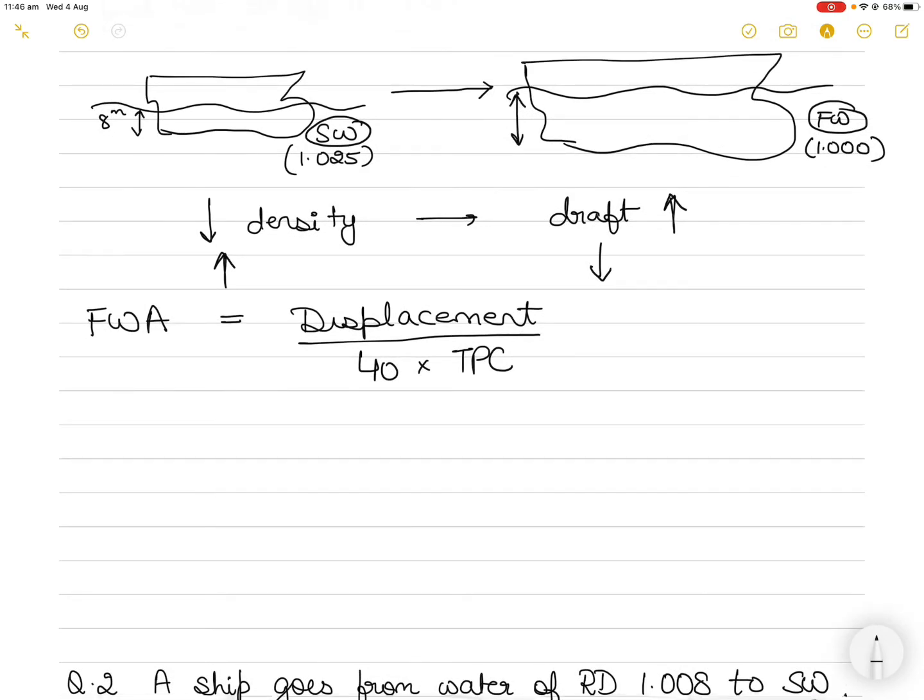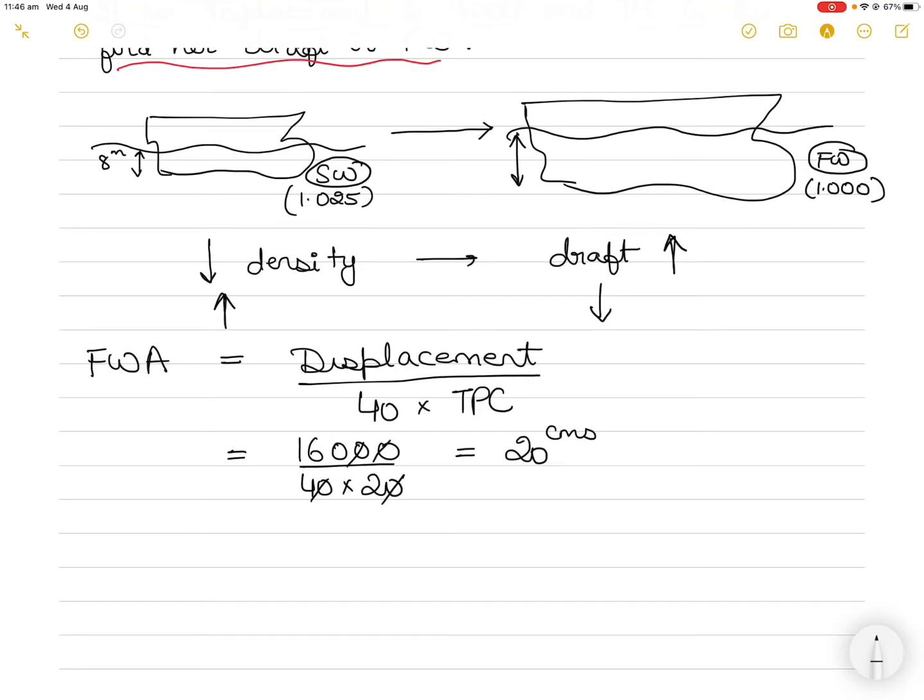So simply put the values now. It's only about putting the values. So we've got 16,000 tons as displacement. 40 times TPC, which is 20, given to you in the question. So what you have is 8 times 20 centimeters. So your unit will be in centimeters. When I said if you take 40, the answer you get will be in centimeters. If you take 4, the answer you would have got was in millimeters.